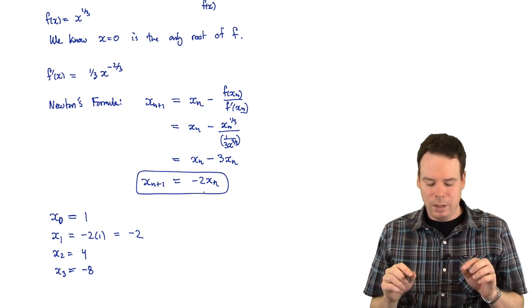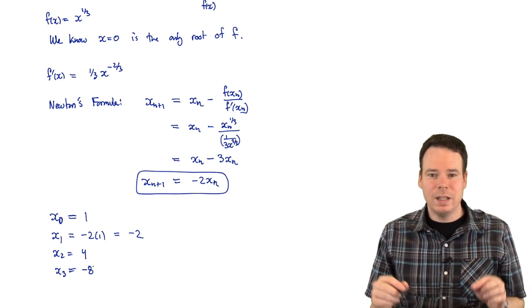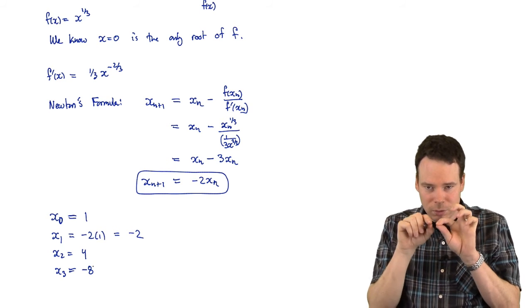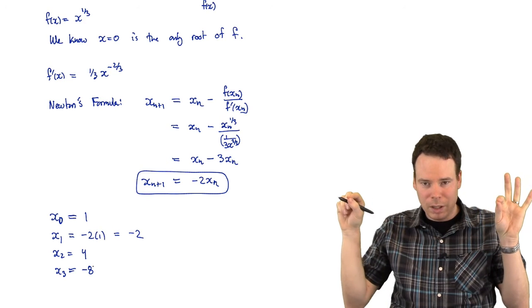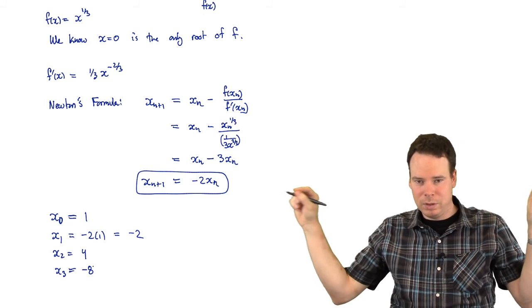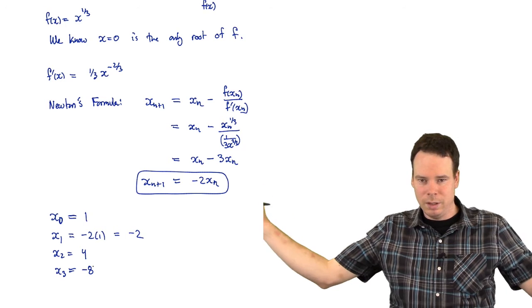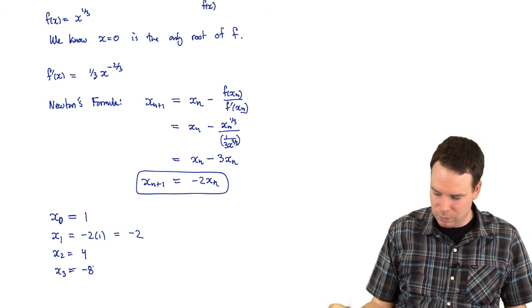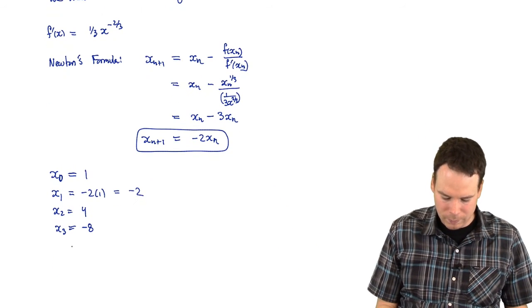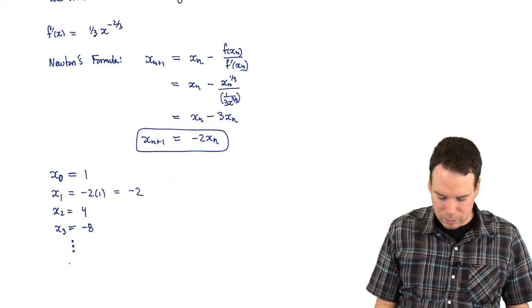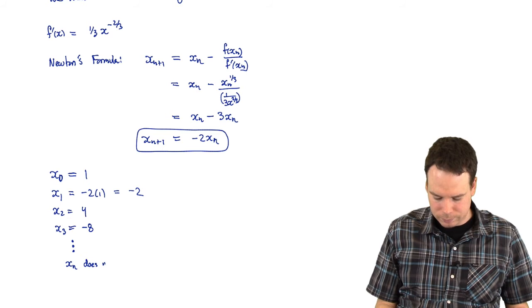So what's happening is our sequence of numbers is not getting closer and closer to 0. Our sequence of numbers is actually getting bigger and bigger and bigger, bouncing back and forth on opposite sides of 0 on the real line and heading off to infinity. So the thing here is that if we continue this, we see that xn does not converge.